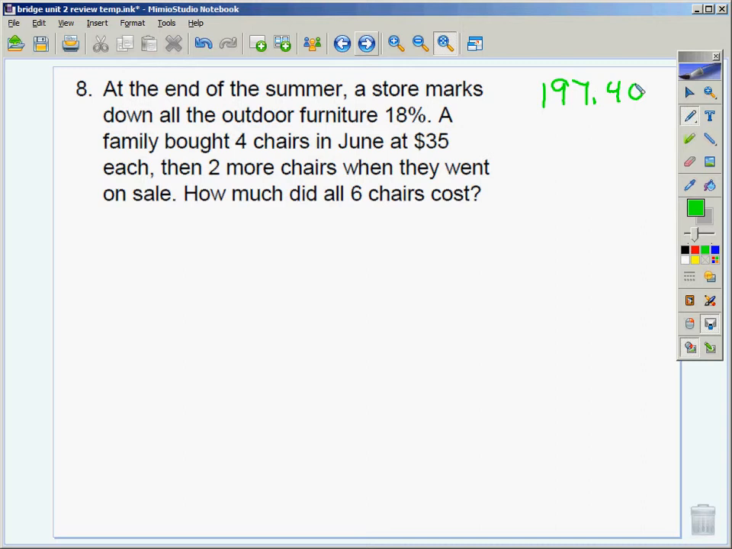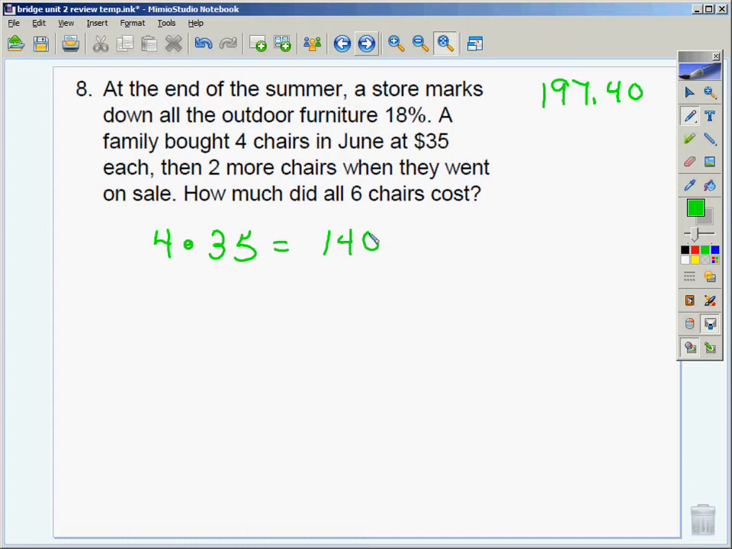Again, a multi-step problem. At the end of the summer, a store marks down all the outdoor furniture 18%. A family bought 4 chairs in June at $35. Is June at the beginning of summer or the end of summer? Beginning. So the $35 must be what I paid for those chairs. If I paid for 4 chairs at $35 a piece, I paid $140 for those chairs.